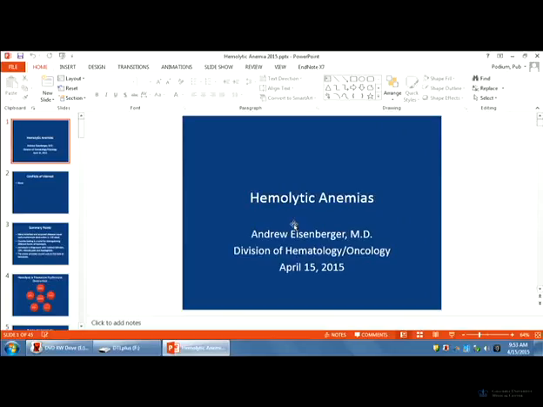So let's say it's February and it's 5 degrees outside and you go for a walk, and all of a sudden you go back inside and your urine is bright yellow or bright red and your eyes turn yellow. So cold avoidance can be a very inexpensive treatment for cold antibody hemolytic anemia.